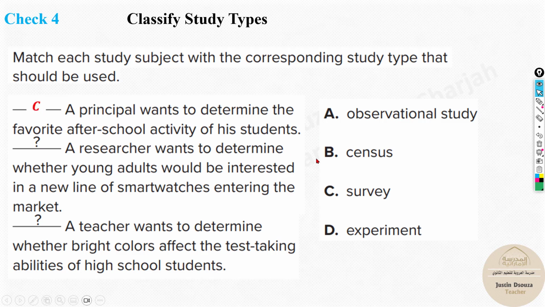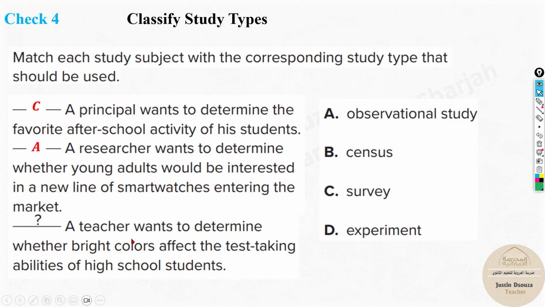Yes. Now, a researcher wants to determine whether young adults would be interested in a new line of smartwatches entering the market. Now, look over here. This one is gone. Census is something I'll tell you about later. It's either an observational study or an experiment. Here, a researcher wants to determine whether young adults would be interested. He's not asking them, he just wants to know whether they're interested. He basically observes their interest, right? It's an observational study because the interest is just observed. That's the main concept here. He's not doing any experiment and he's not asking them in a survey. So, this is an observational study.